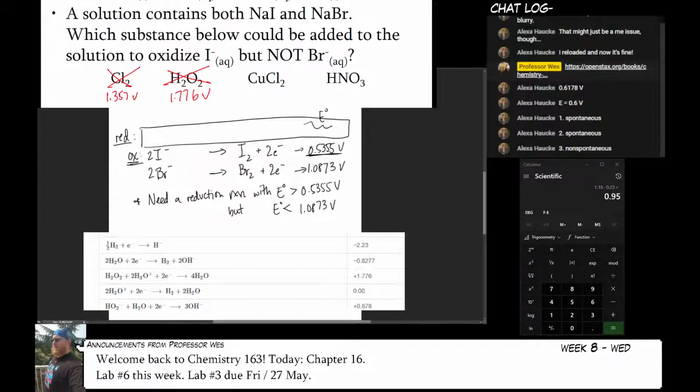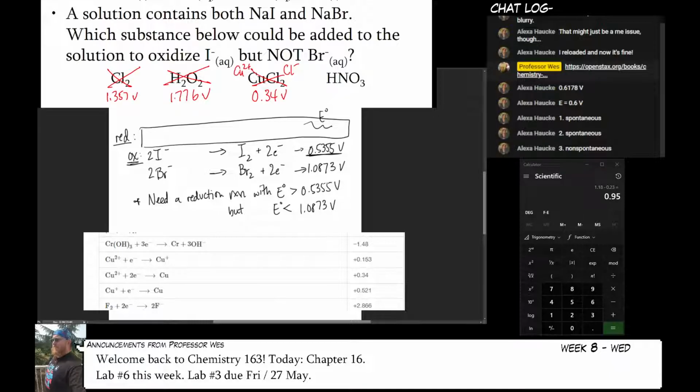What about copper 2 chloride? So this would be copper 2 plus and Cl minus. Well, Cl minus can't be reduced further. It'd be Cl2 minus or something, so that's not going to work. But copper 2 could work. Let's find copper 2 on this chart. I just scrolled past it. So copper 2 being reduced to copper metal would be positive 0.34. That's not big enough. So that's no good either.